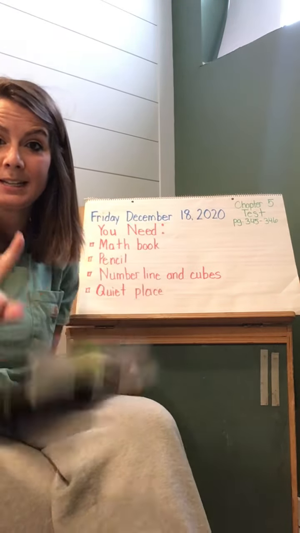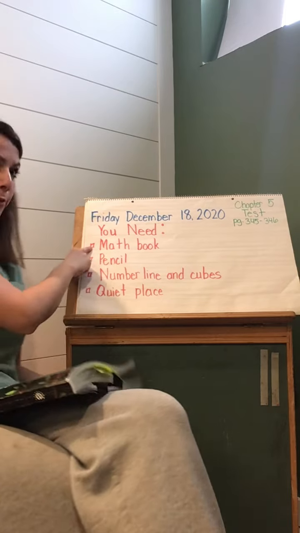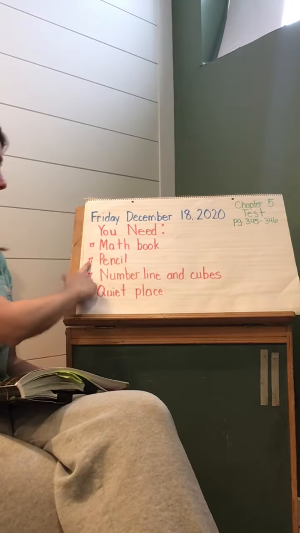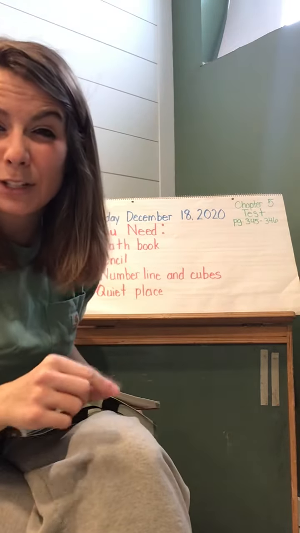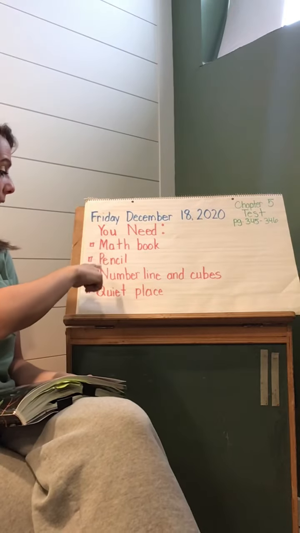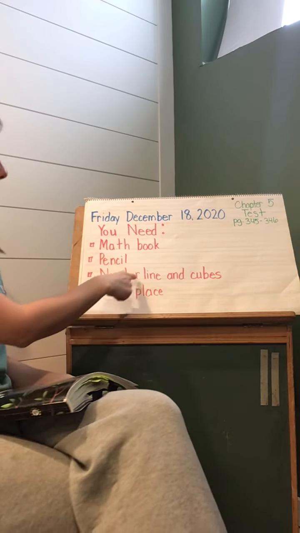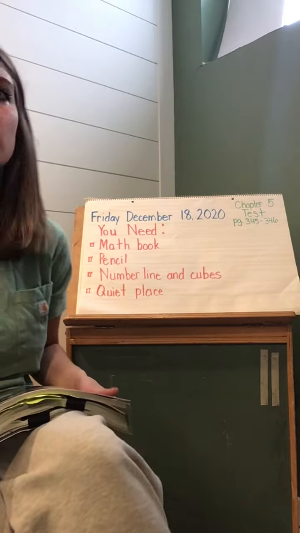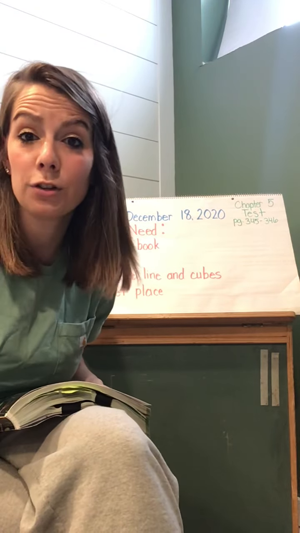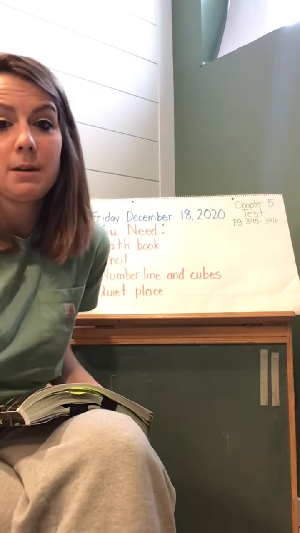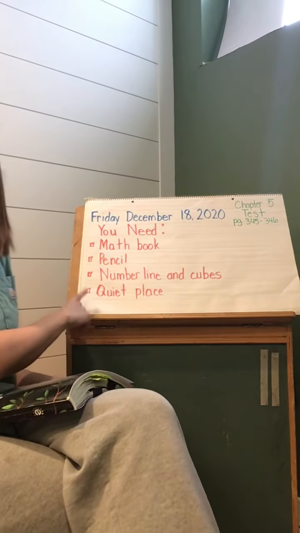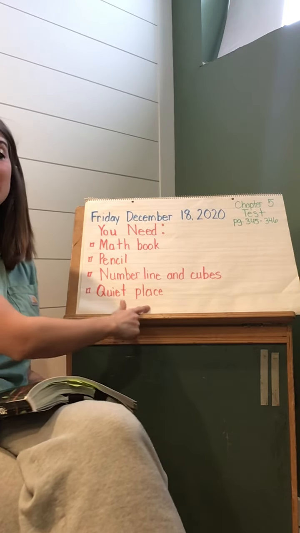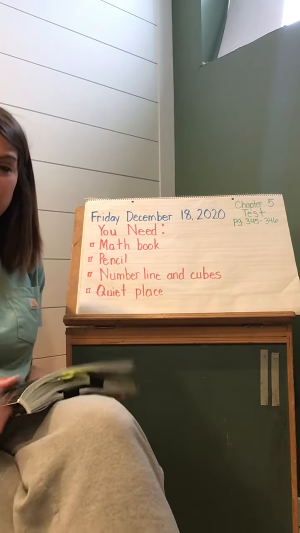Here's what you're going to need today. Your math book, of course. Your pencil, and probably an eraser in case you make a boo-boo. Okay, next, your number line and your cubes or another kind of counters that maybe you have at home. And you need to find a quiet place to do your test.